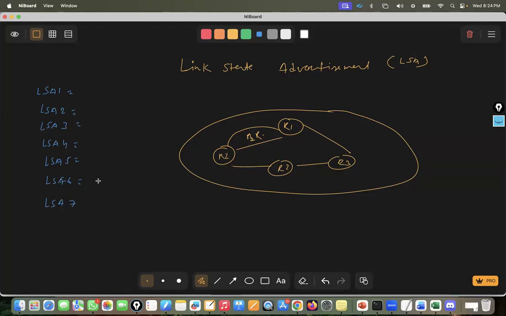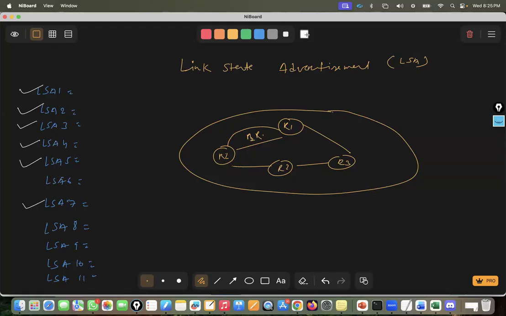LSA6 can be used in a special multicast scenario. Also, we have LSA8, LSA9, LSA10, and LSA11. So in total in OSPF, we have 11 LSAs. But in general day-to-day operations, we are going to use LSA1, LSA2, LSA3, LSA4, LSA5, and LSA7. So let's focus on that.